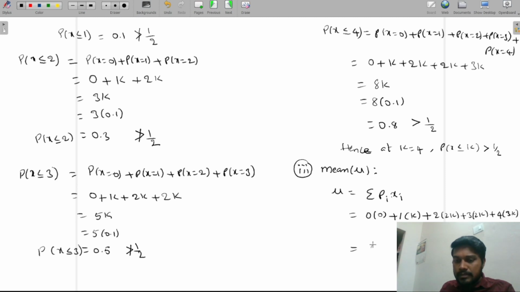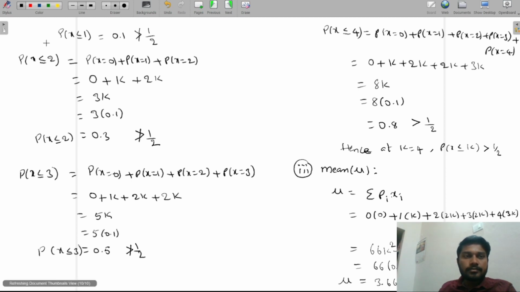Tell me. 66k square plus 30k, I'm getting. So what is the value of k? 66 into k, where k is 0.1, square, plus 30 into 0.1. Okay, so by calculating with a calculator, 3.66 is the value of the mean. Okay, now we'll find the last question, variance of the distribution.